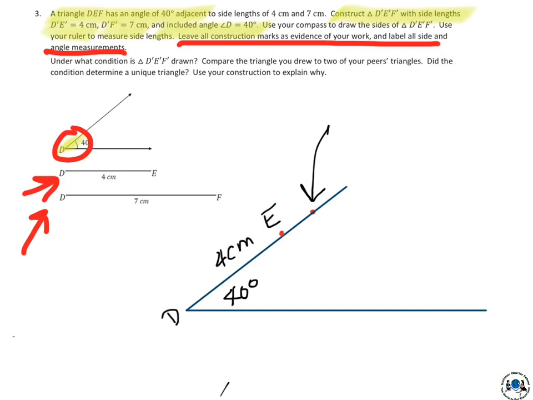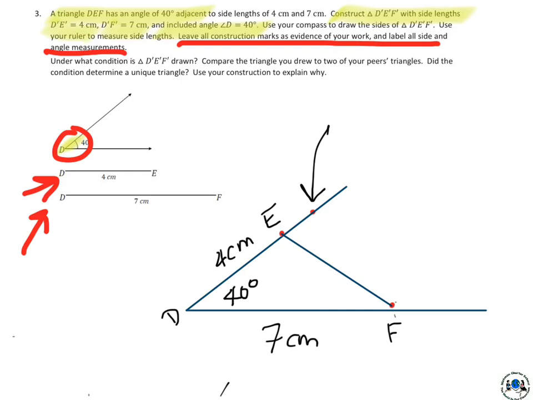Next, I found my point E, because I know that DE is 4 centimeters, and I put E up there. You didn't have to. You could have put E down or on the bottom. It doesn't really matter. Then I found that 7 centimeter point because I know that DF is 7 centimeters. Now, which is wonderful, all I need to do is connect those two points, and I have my triangle drawn.